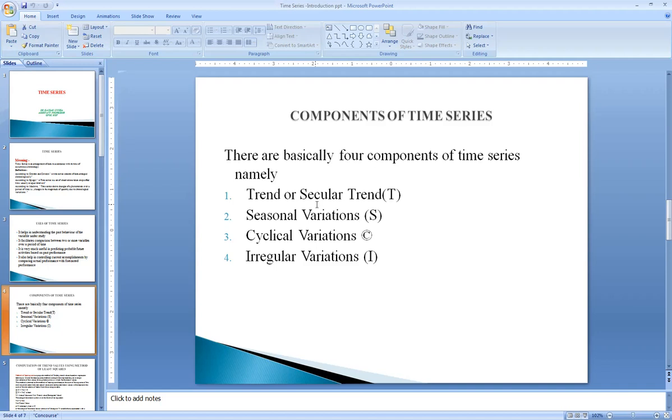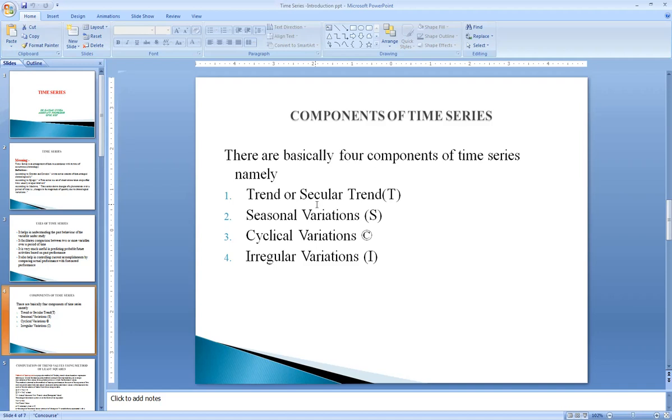Irregular variations refer to variations which do not occur at regular intervals. If it happens at regular intervals, over a particular period, within 12 months or more than a year, we call it secular, seasonal or cyclical. But we cannot predict when the variations are going to happen, or whether they will stay for months or years. Such kinds of variations are called irregular variations.